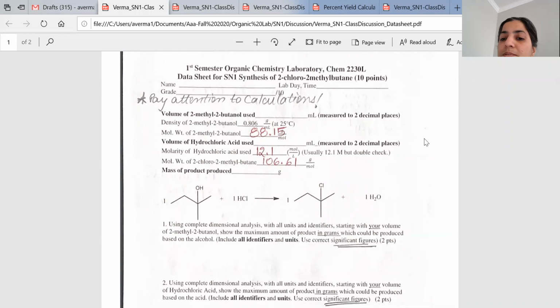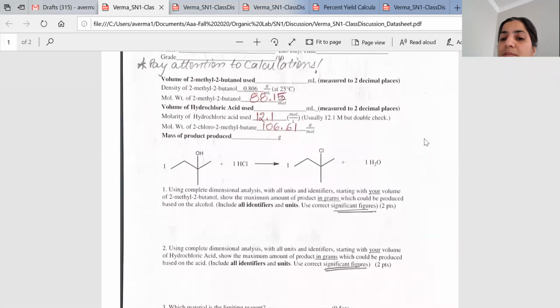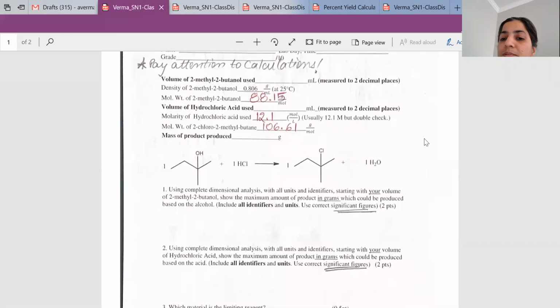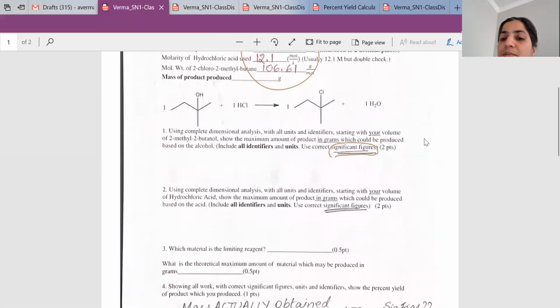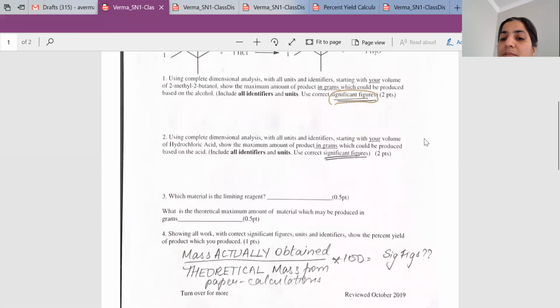When you start finishing up your data sheet, please make sure that you have recorded the numbers from your data sheet discussion document. Please pay attention to the calculations. These are very important calculations, and you need to remember to keep your significant figures also in the calculations.